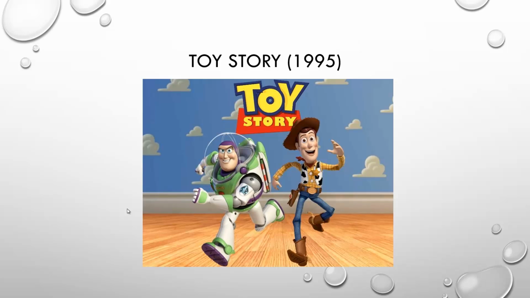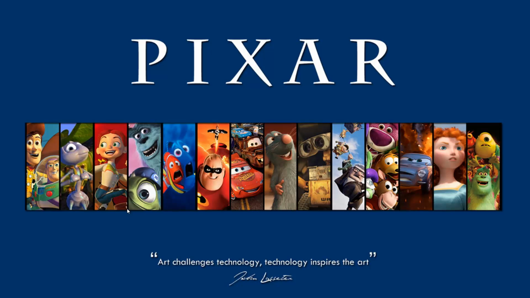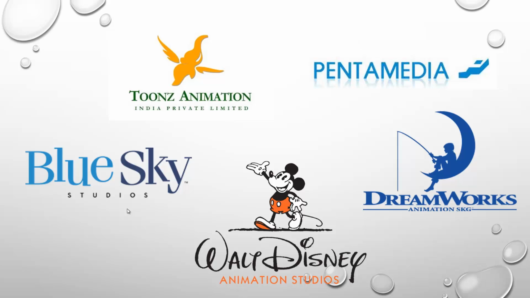In the year 1995, Pixar Studios took animation to the next level, that is with 3D computer graphics. So Toy Story came out in 1995 as the first full-length 3D animated film. And following that, Pixar produced so many successful films. So that's a little history of animation.